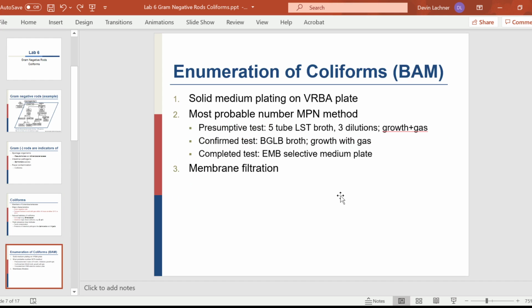Well, when we want to enumerate coliforms, according to BAM, we have three different techniques. We have the solid medium plating, which would be on VRBA plate. Then we have our most probable number, our MPN method, which has a methodology here, but you don't need to know this. It's not going to be tested on or anything. And then we have membrane filtration as well, which is going to be used for water, or testing any liquids for coliforms.